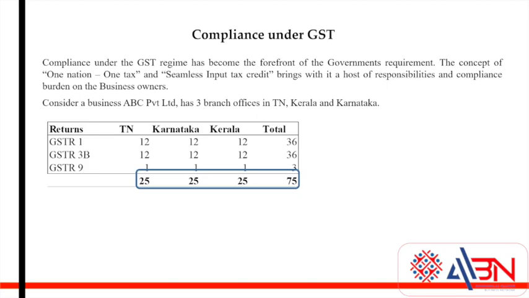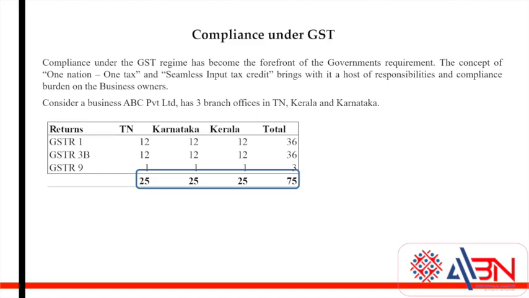Given this backdrop, I've taken an example of a company which has a head office in Tamil Nadu and 3 branch offices in Kerala and Karnataka. So essentially, even though it's one PAN number, they have to take 3 different GST numbers. Now, given this scenario, the enterprise eventually will have to file 75 returns to stay compliant.